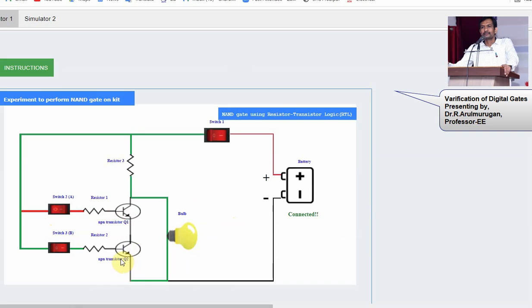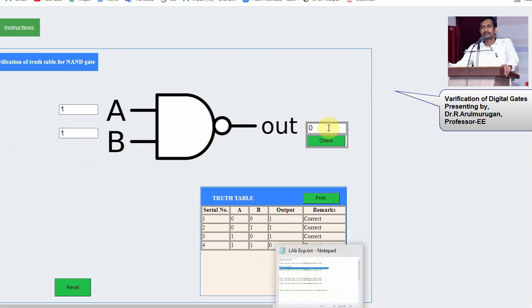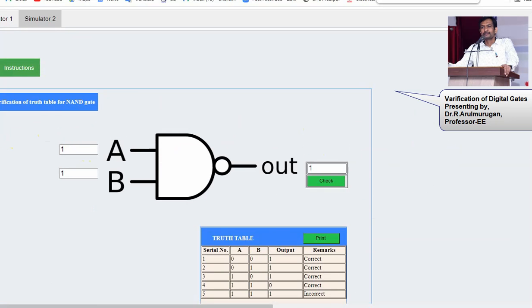So this is about the NAND. In the truth table, as I already said, 0 0, the output is 1. 0 1, the output is 1. Correct. 1 0, the output is 1. 1 1, the output is 0. Suppose you mention 1 there, it is incorrect. So this is about the NAND. Are you clear about the NAND gate?